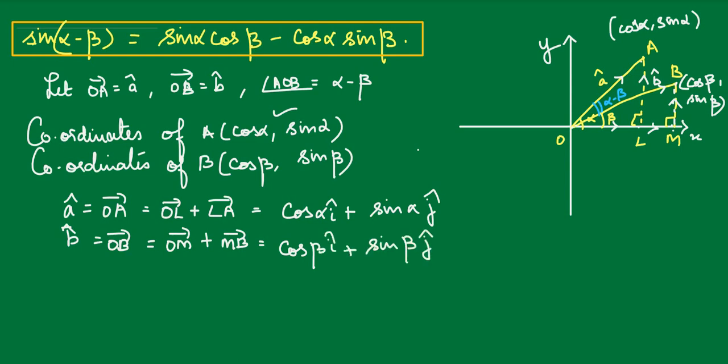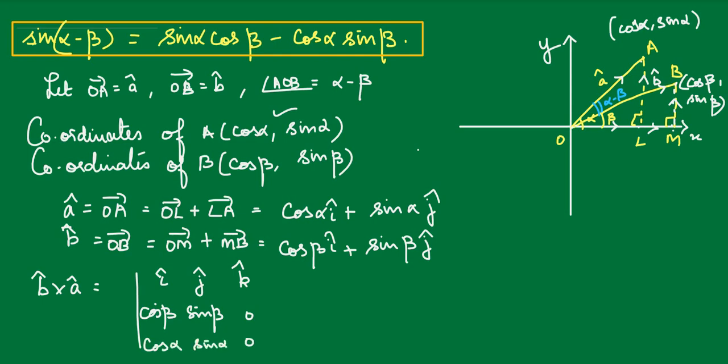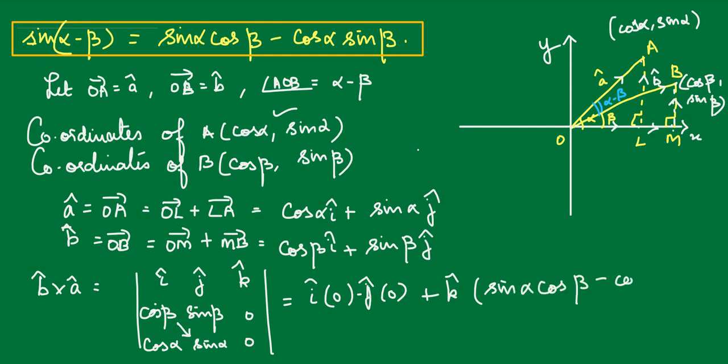Now for sin, as we told, we are going to take the cross product, B cap cross A cap, which is equal to the i cap, j cap, k cap. Next, components of B cap will be cos beta, sin beta, 0, and components of A cap will be cos alpha, sin alpha, 0. Expanding the determinant, we get i cap into 0 minus j cap into 0 plus k cap into, we multiply the elements here, that will be sin alpha cos beta minus cos alpha sin beta.